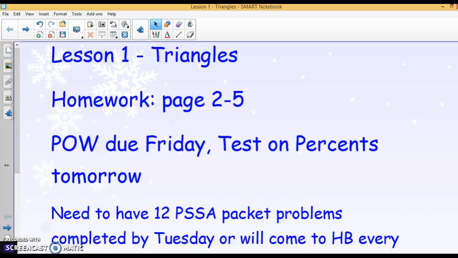Today's lesson is the first in the 2D geometry unit. It is all about triangles. Homework that goes with this is pages 2 to 5 in your homework packet. And this is a whole bunch of information. Best talk about that in class.